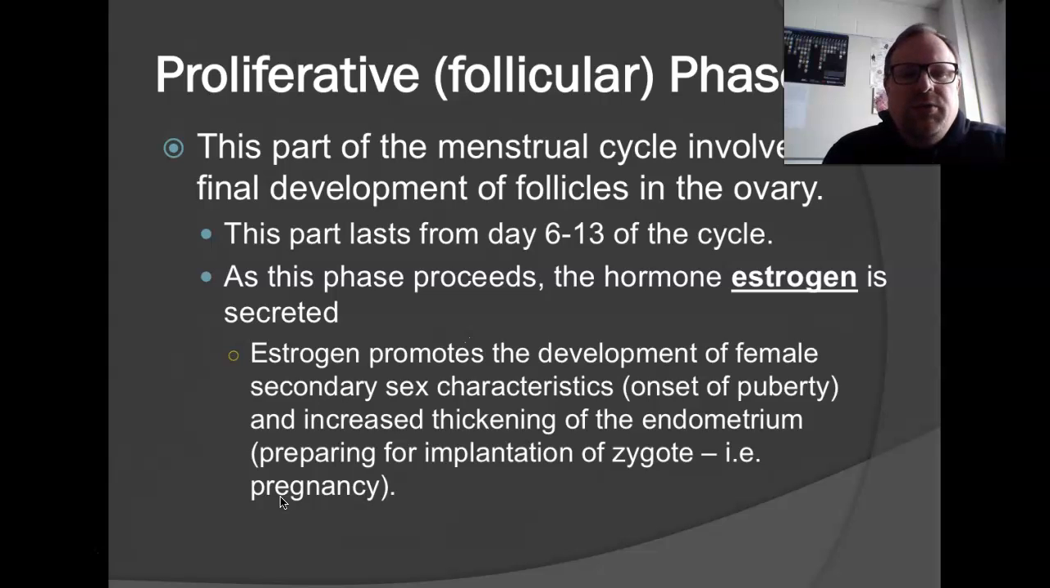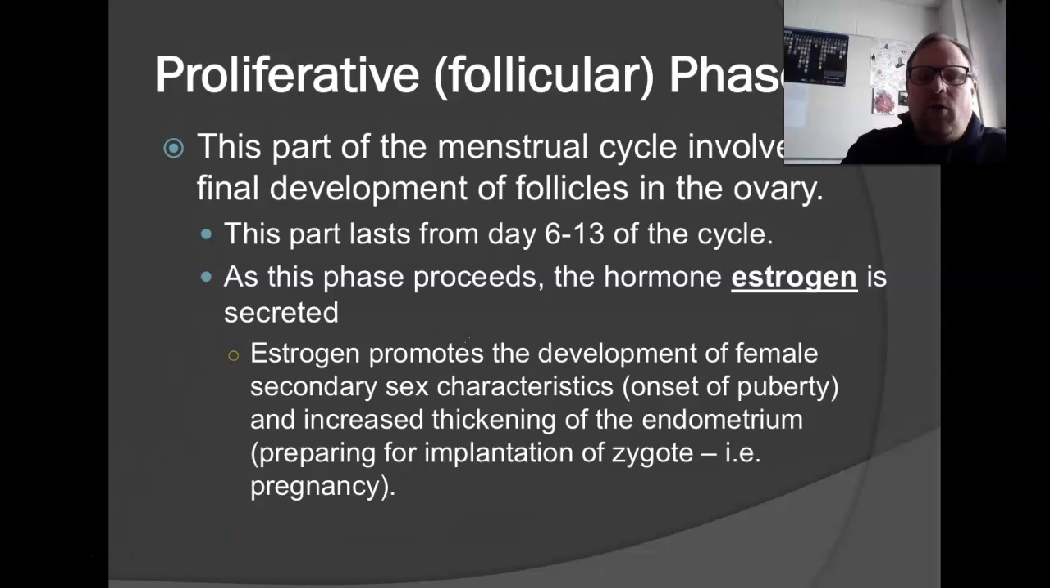Okay. So estrogen promotes the development of female secondary sexual characteristics. We said that testosterone does that in males at the onset of puberty. Estrogen does that in females at the onset of puberty. And it also results in the increased thickening of the endometrium. So we've got two pieces going on. Remember, testosterone was primary or secondary sexual characteristics, but also development of sperm. This one, estrogen, is those secondary sexual characteristics for females, along with thickening of the endometrium.